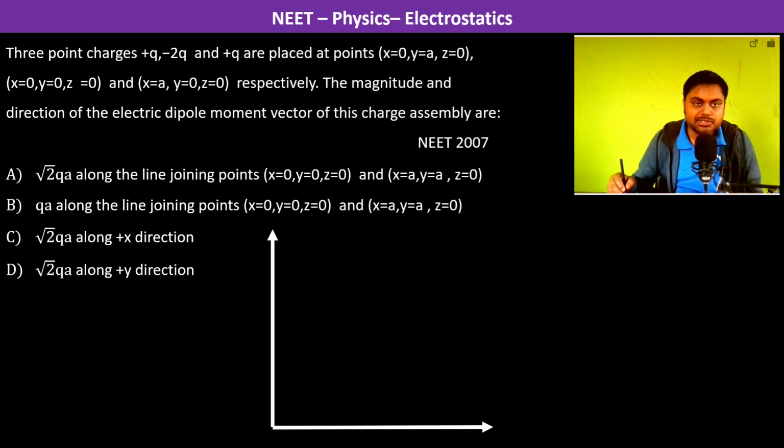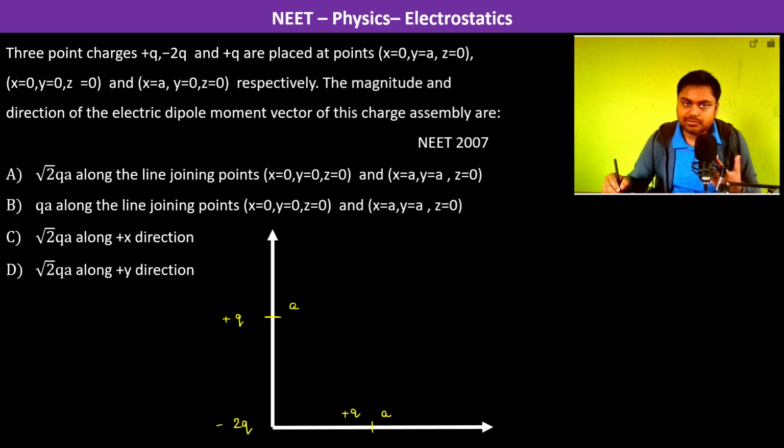3 points, plus q, minus 2q, and plus q. So plus q is placed at x equals 0, y equals a. So this is y equals a, and here plus q is placed. Minus 2q is placed at the origin, and x equals a. So here we have again a plus q charge.